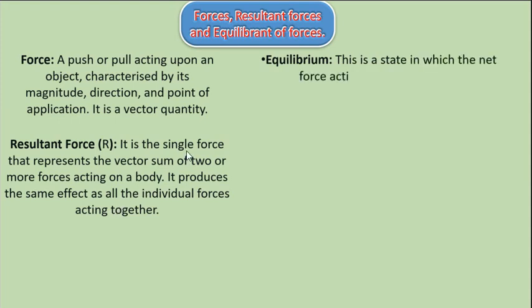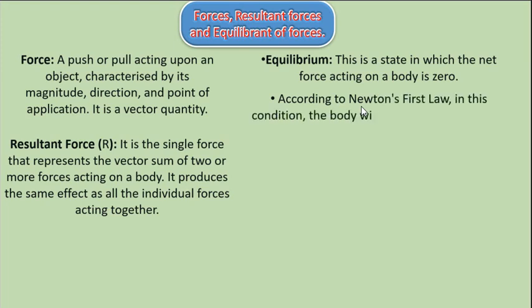Number 3, equilibrium. Equilibrium is a state in which the net force acting on the body is 0. What do you mean by net force? By net force, we mean resultant force, the total force acting on the body. And when that total or resultant force is 0, we say that the system is in equilibrium. According to Newton's first law of motion, a body will either remain at rest or continue to move with constant velocity in a straight line.